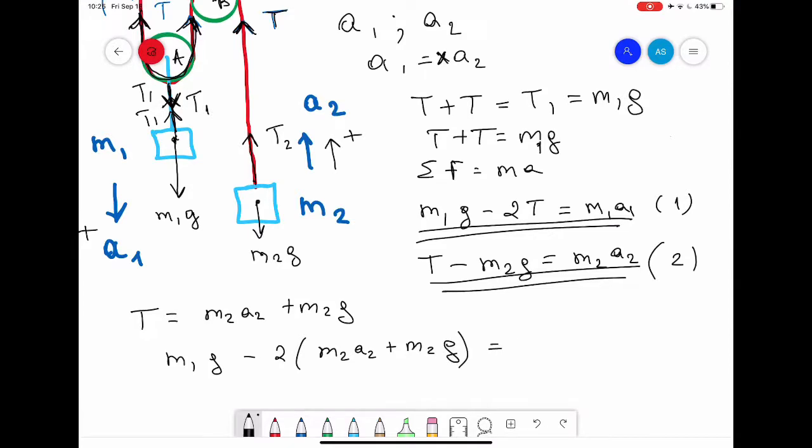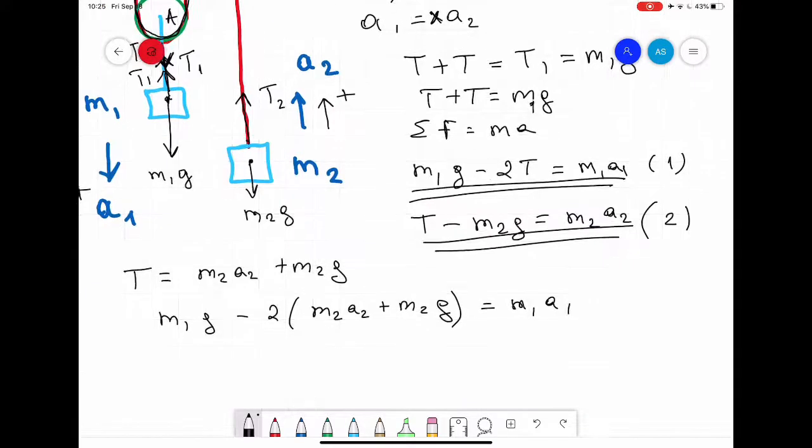Which is equal to M1A1. Okay. Then what? So let's keep it like this. M1G minus M2G is equal to 2M2A2 plus M1A1.